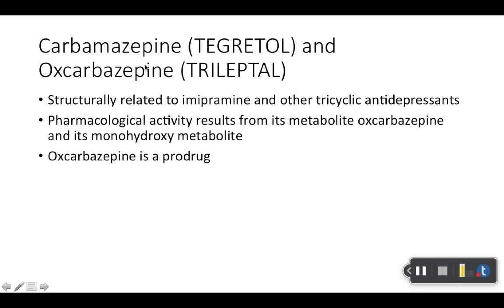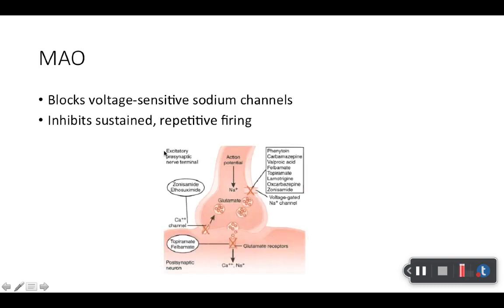They're also structurally related to imipramine and other tricyclic antidepressants, which is just an FYI right now, but is something we'll talk about more in the psych module. And then it's also related to that too. Well, let's go to the mechanism of action first, but before I get sidetracked talking about psych stuff.